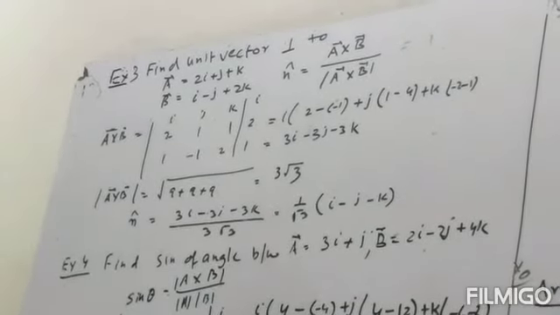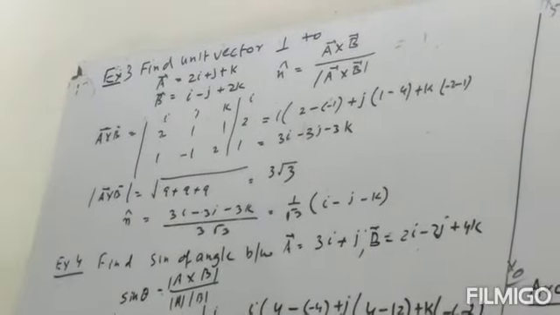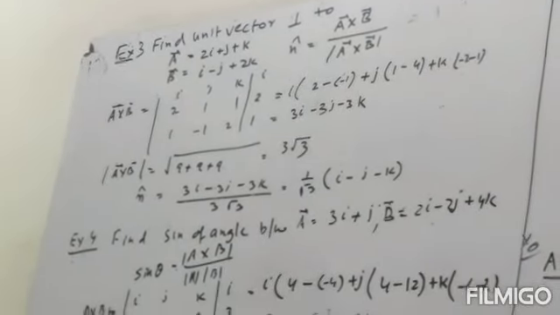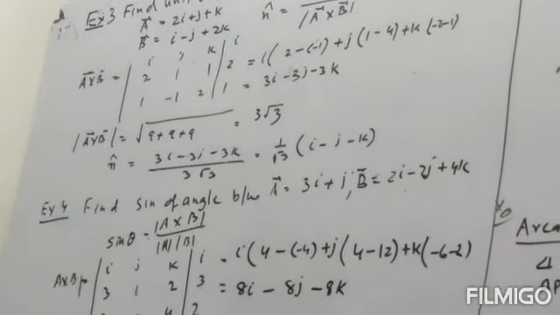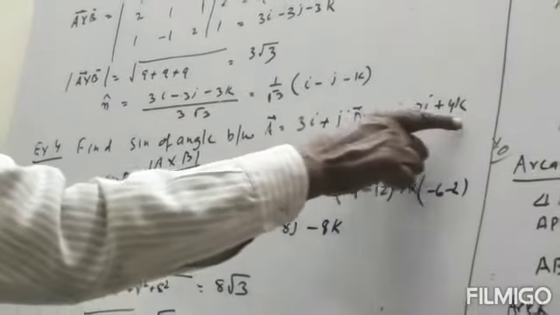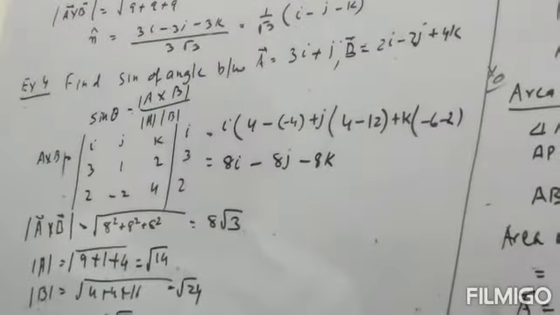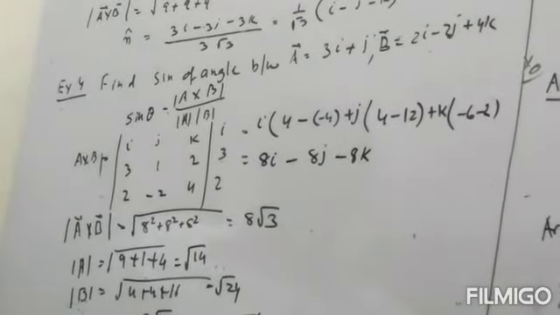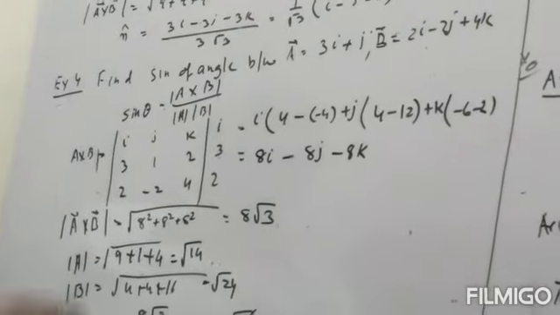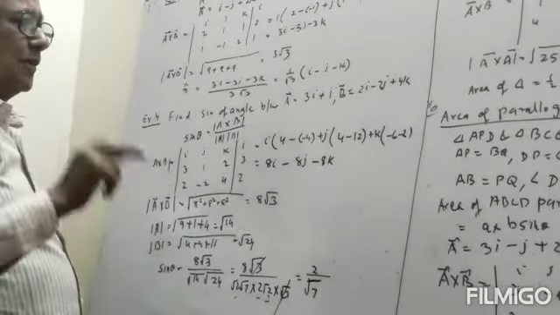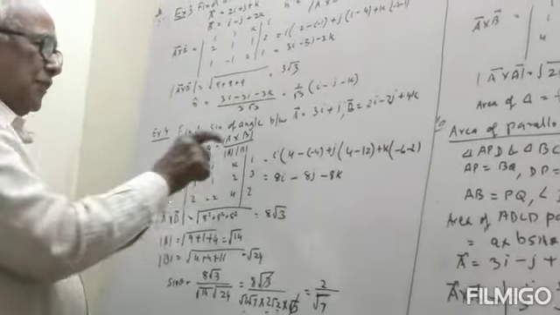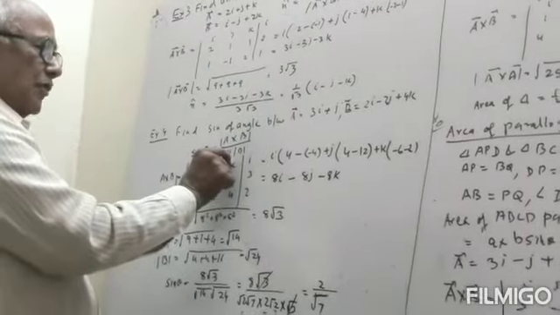So this will be the unit vector perpendicular to the A and B vector. Next, we have to find the sine of the angle between vector A and vector B. A is given, B is given. So sine theta will be equal to A cross B divided by magnitude of A into magnitude of B, because A cross B is equal to A into B sine theta into n cap. So n cap is the unit direction. So sine theta will be equal to magnitude of A cross B divided by magnitude of A and magnitude of B.